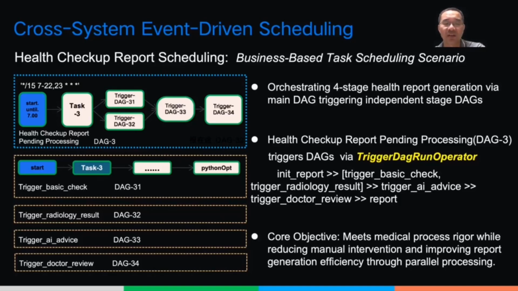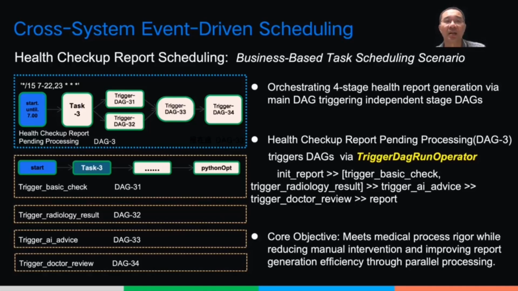One is the basic health advice DAG, named trigger basic check. You can see it right here in the middle of the slide. The other is called trigger radiology result, just below it, handling the imaging results. Once both of these tasks are completed, the system automatically triggers the AI advice DAG.